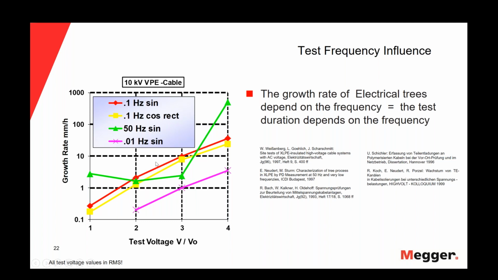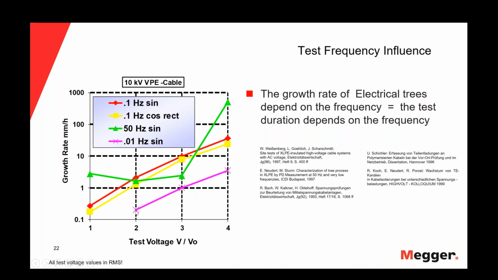0.1 hertz. And you can see that the growth rate of the sinus wave shape at 0.1 hertz is 10 millimeters per hour. In the case of the cosinus rectangular wave shape at the same frequency, 0.1 hertz, we have pretty much the same growth rate for the electrical trees, 10 millimeters per hour. But if we decrease the frequency in the sinus wave shape, for instance to 0.01 hertz, the growth rate will decrease 10 times.